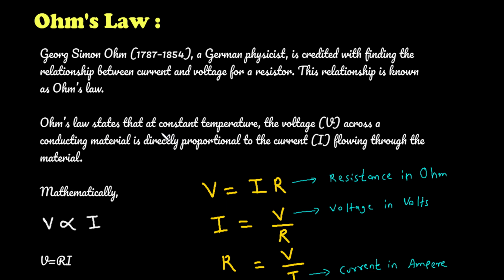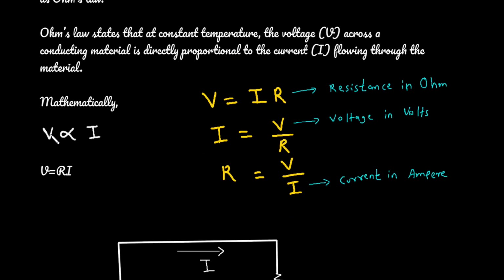Ohm's law states that at constant temperature, the voltage, which is represented by V, across a conducting material is directly proportional to the current, which is represented by capital I, flowing through the material. Or simply we can say that voltage is directly proportional to current when the temperature is constant. So this is called Ohm's law. Mathematically, V is directly proportional to I.